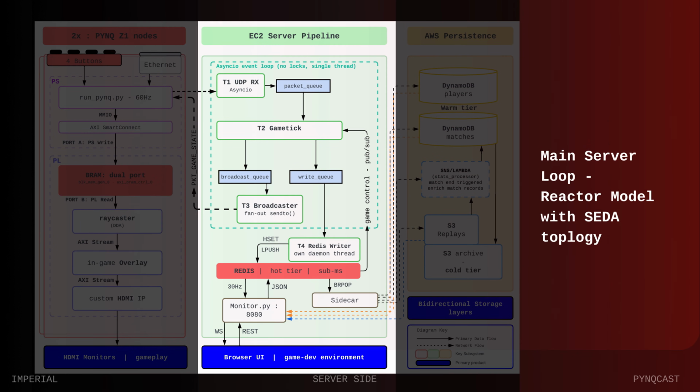The server is a single-threaded async I/O reactor decomposed into 4 stages connected by lock-free queues, inspired by SEDA, staged event-driven architecture. The key insight is that the hot path is I/O bound, not CPU bound. There's negligible computation per tick, so threading would just add lock contention and context switches for no throughput gain.